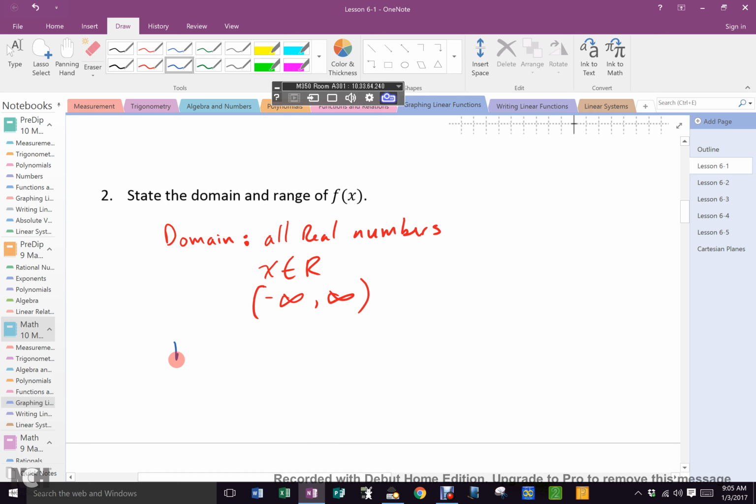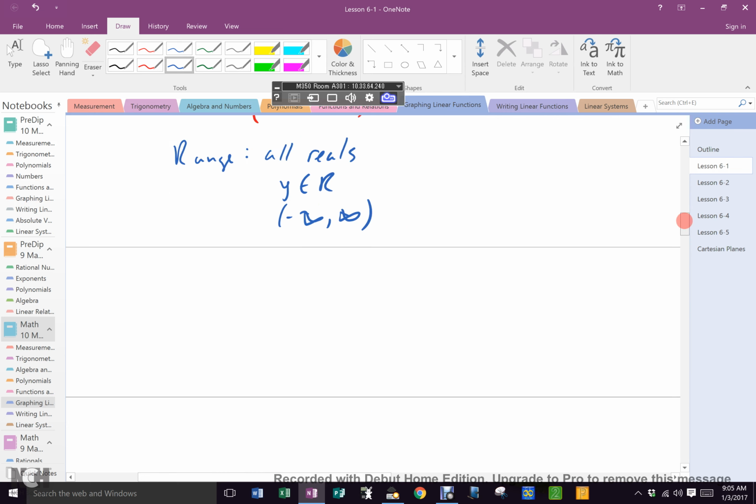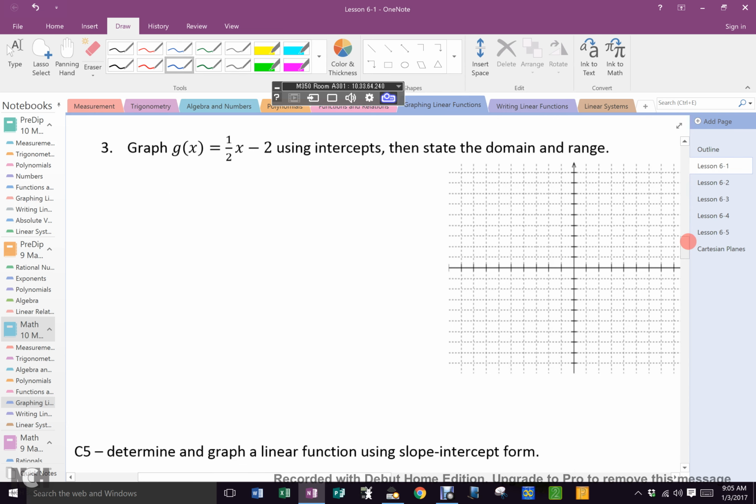And what's the range? If I have negative infinity and I multiply it by 2 and add 3, is it still going to be negative infinity? Yes. So y's are the same thing. All reals. Y is the set of real numbers, negative infinity to positive infinity. Is everybody good? Yes? Okay, that's essentially the whole lesson. If you can figure that out, you can do everything.